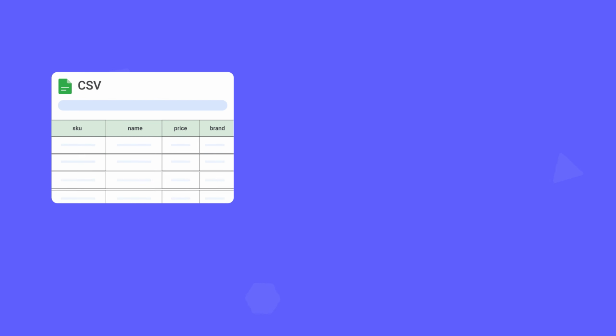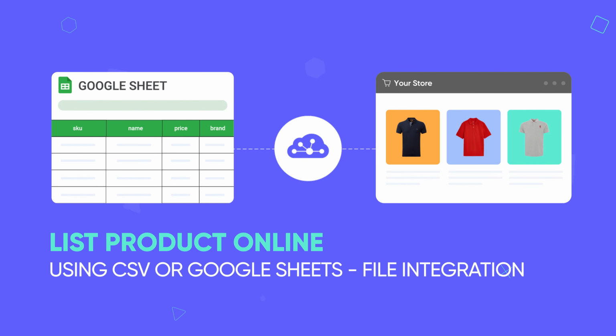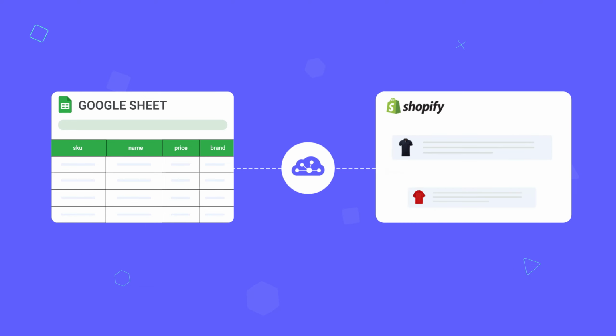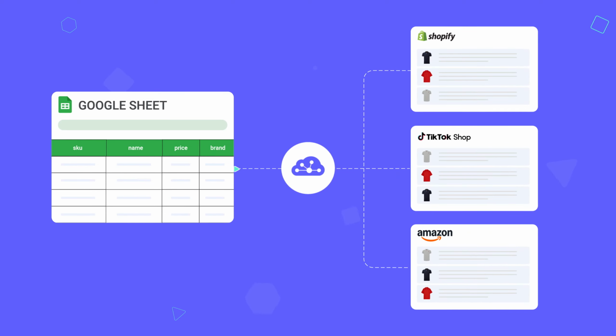In this video, we will show you how to list products online from CSV or Google Sheets using LitCommerce's file integration. Whether you want to sell on Shopify, TikTok, or Amazon, this process makes importing and managing your listings faster and easier. Let's dive in.